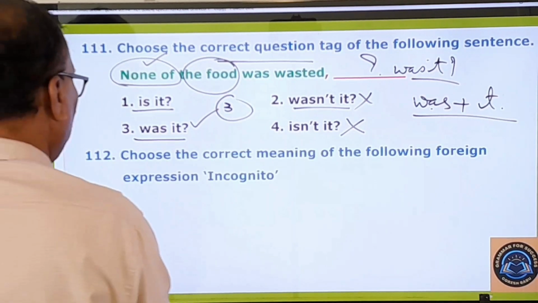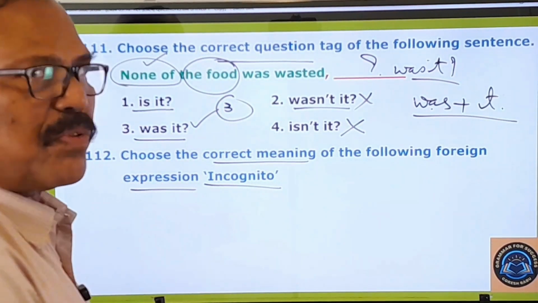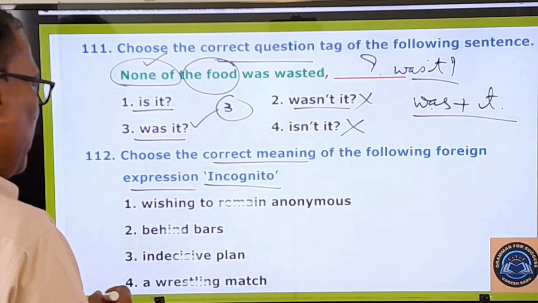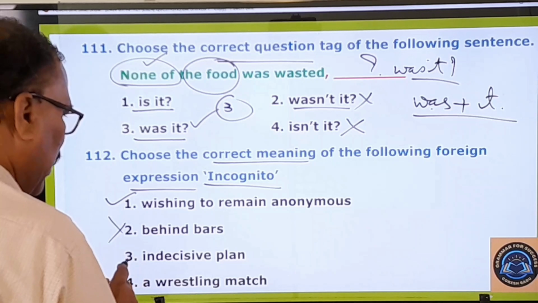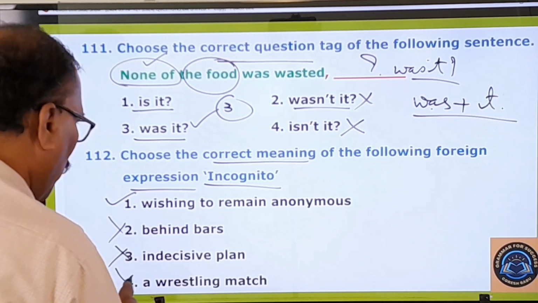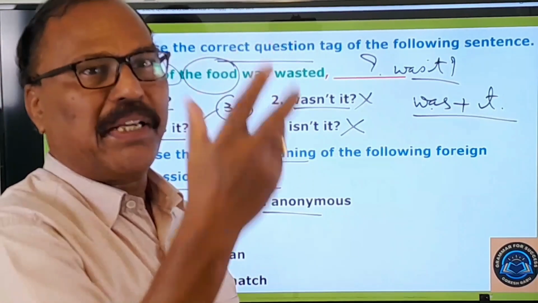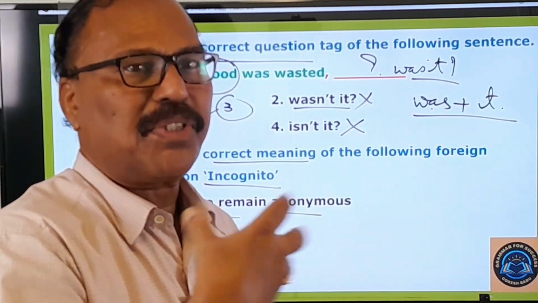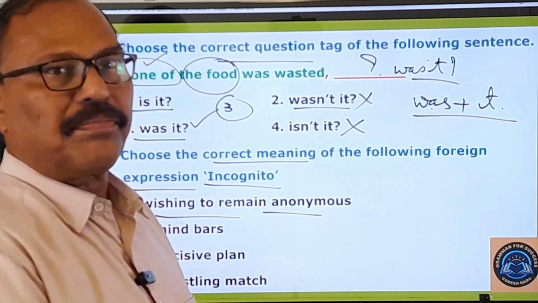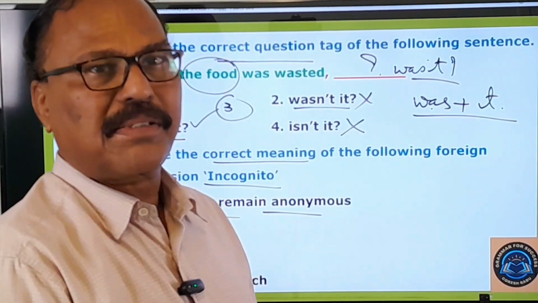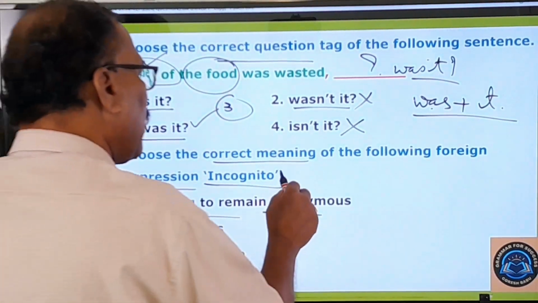What is that? 112th question is, choose the correct meaning of the following foreign expression. Incognito. Incognito means what? It's a foreign expression. So Latin word, it means what? Wishing to remain anonymous. The very first one is the right one. Behind bars, wrong. Indecisive plan, no. A wrestling match, no. So wishing to remain anonymous. Anonymous means not to be revealed to the public. Sometimes when you are giving some secret information, you don't want your name to be revealed to the public. So that's why incognito. You want to remain anonymous. Anonymous means what? Not known to others. That is called anonymous. That's called incognito.